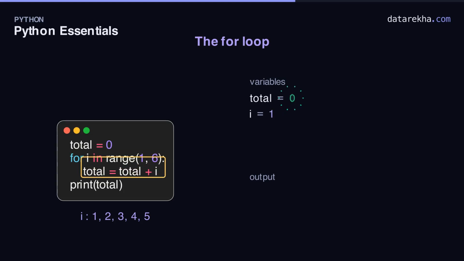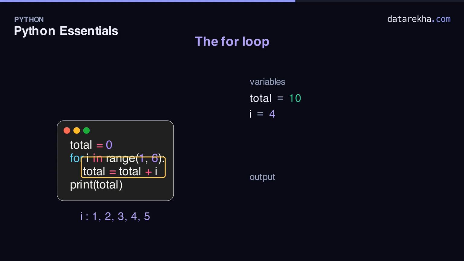First pass, i is 1. Total becomes total plus i. 0 plus 1 is 1. Watch it tick up. i is 2. Total plus i. 1 plus 2 is 3. i is 3. Total plus i. 3 plus 3 is 6. i is 4. Total plus i.